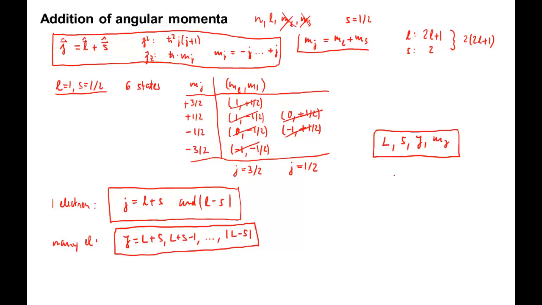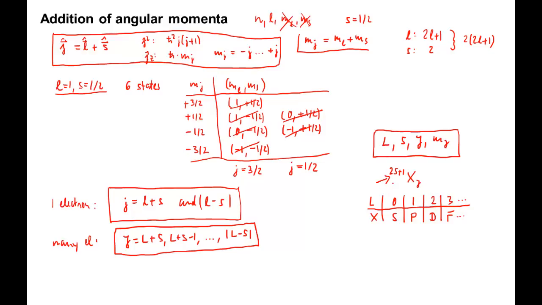There is a dedicated abbreviation for such states: 2S plus 1, letter X, subscript J. These symbols are called term symbols. X is an uppercase letter that encodes the quantum number L. For L equals 0, the letter is uppercase S. For L equals 1, it's uppercase P. For L equals 2, it's D. L equals 3 is F. And so on. The pre-superscript is called the spin multiplicity.